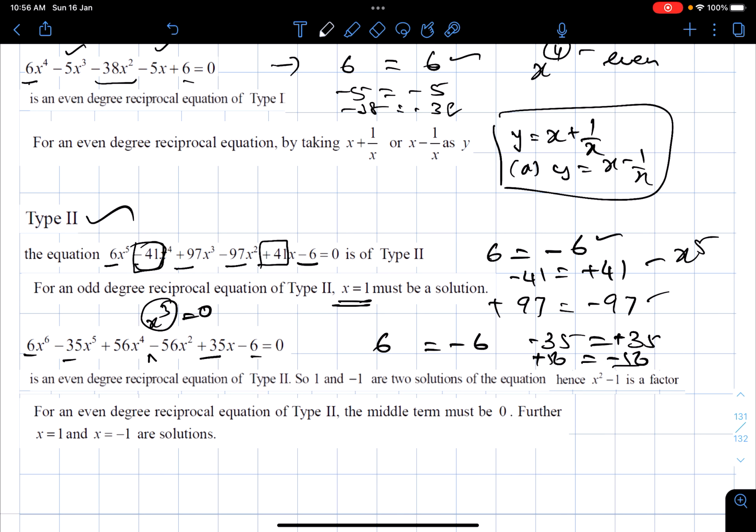Okay, and for even degree reciprocal equation type 2, we can take two answers, 1 and minus 1. So when you combine these two, you will get the factors as x minus 1 and x plus 1. So when you combine these two, you will get x square minus 1 as a factor. Okay, type 2 and the middle term must be 0. These are the clues they have given. With these clues, we are going to solve the examples and the exercise problems. Okay, thank you.